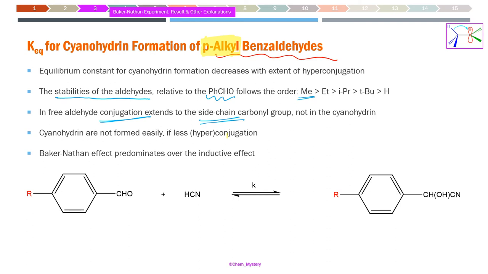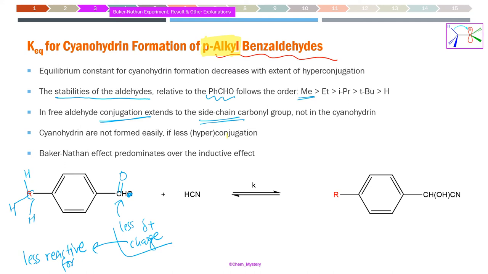We can say here, if you have more carbon hydrogen bonds, something like this, on the C double bond O, then we are going to have successively less delta positive charge. If there is less delta positive charge, this is going to be less reactive for any nucleophile to attack. So when you have methyl, this is going to be the least reactive. When you have hydrogen, this is going to be the most reactive in the case of the formation of cyanohydrin.